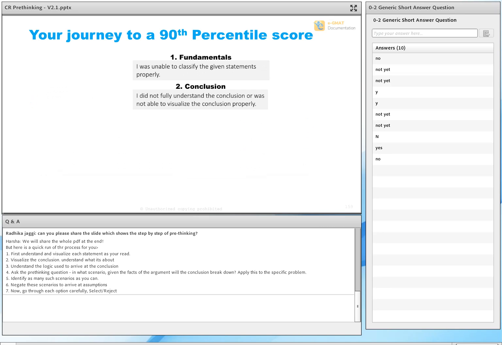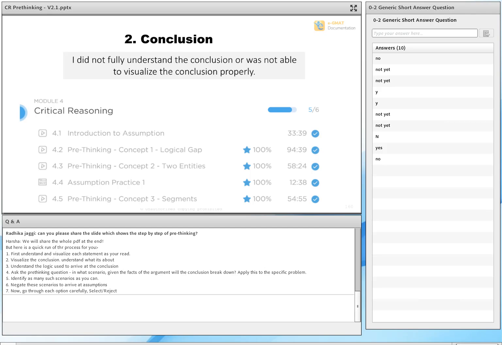Similarly, premise and conclusion over here. Then go through the assumption module. This is what's there in the free trial. Again, you'll really see it's about 2.5 to 3 hours. But once you know how to read and comprehend statements, you have a foundation of what an assumption is. Then we teach you how to visualize and pre-think in different kinds of arguments: logical gap, two entities, segments over here. And as you go from one concept file to the other, these are all evaluated.